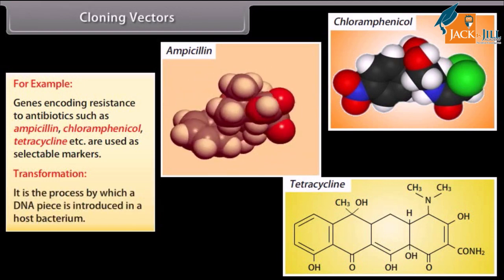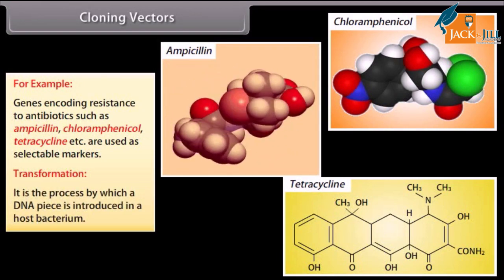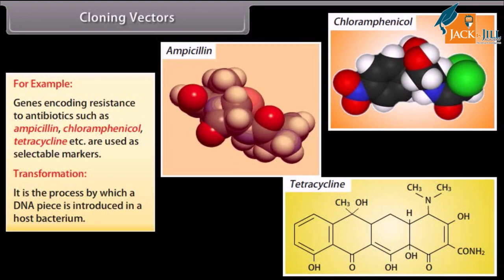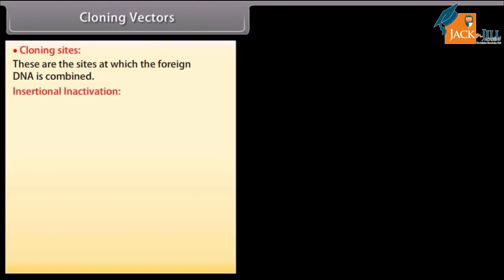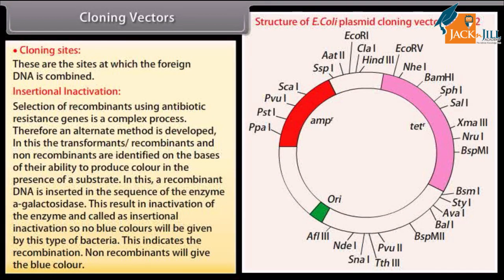Transformation. It is a process by which a DNA piece is introduced in a host bacterium. Cloning sites. These are the sites at which the foreign DNA is combined. Insertional inactivation. Selection of recombinants using antibiotic resistance genes is a complex process.